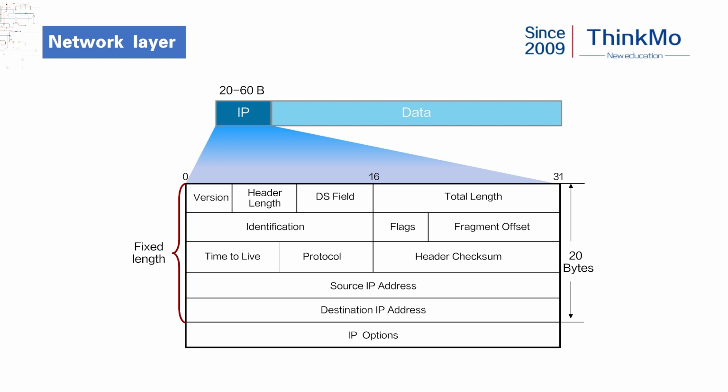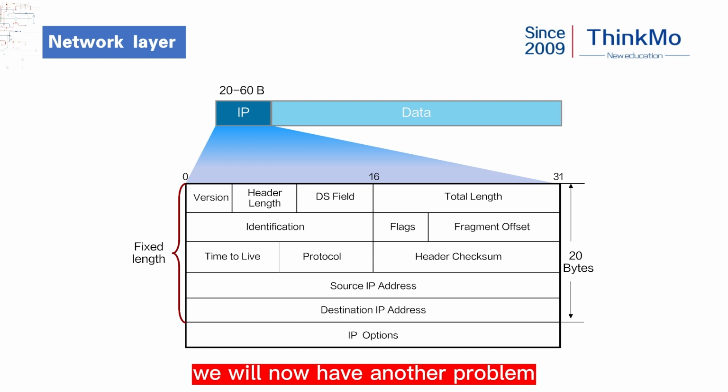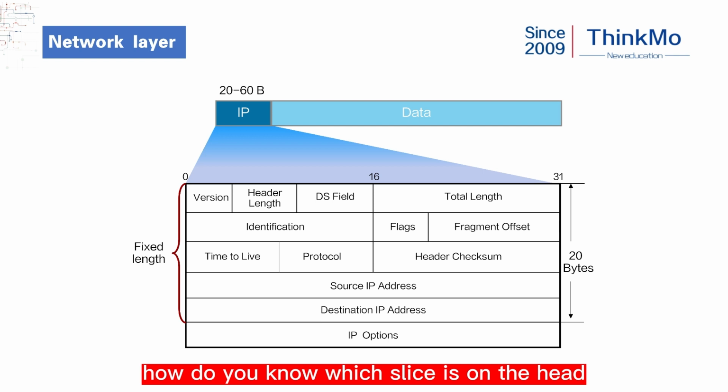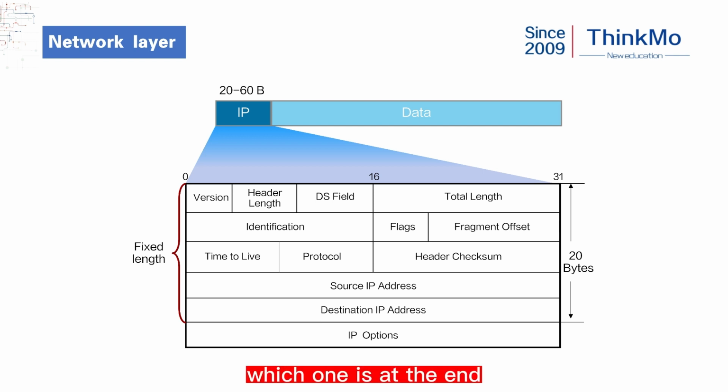Second, we will now have another problem. I'm going to send you shards, but after you receive these shards, how do you combine them? Let's take an example. Like you posted a movie. This movie has a beginning, middle, climax, and end. How do you know which slice is at the head, which one is at the end, and which one is in the middle?